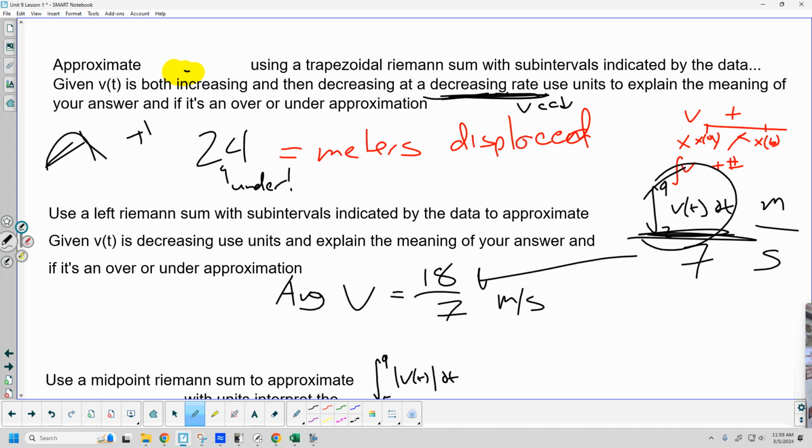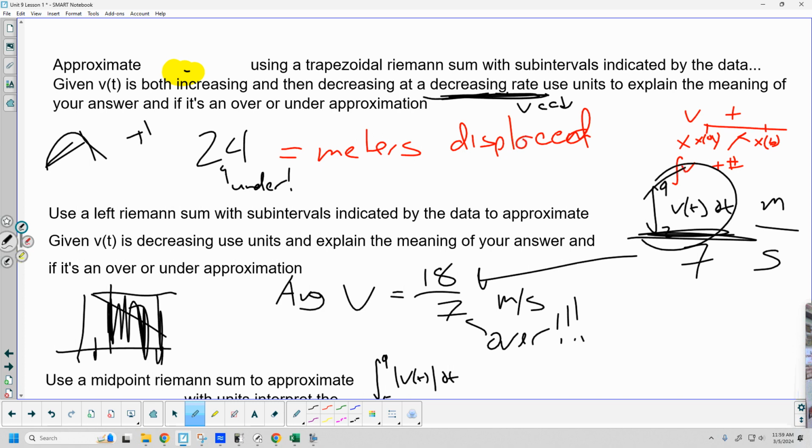Over or under? It's not under, it's over. The function is decreasing. If you have a decreasing function and you're using a left height, the left height will be over. The function is decreasing, I'm using the heights on my left, so I'm over. You've got to figure this out.